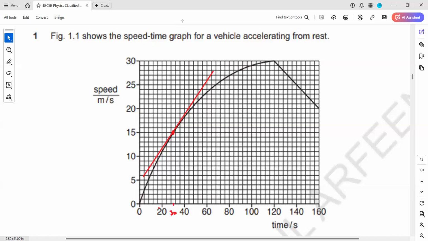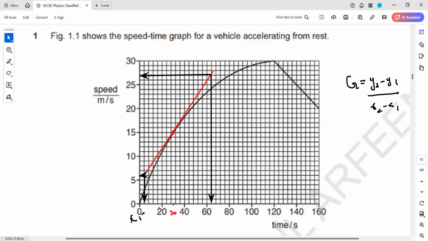Then you have to take a gradient. How to work out the gradient? In maths, you have studied this formula for gradient: Y2 minus Y1 over X2 minus X1. So the first point on the X-axis is X1, and the second point on the X-axis, you can take anywhere on the tangent, it's not like the last point. The first point on the Y-axis is Y1 and the second will be Y2.